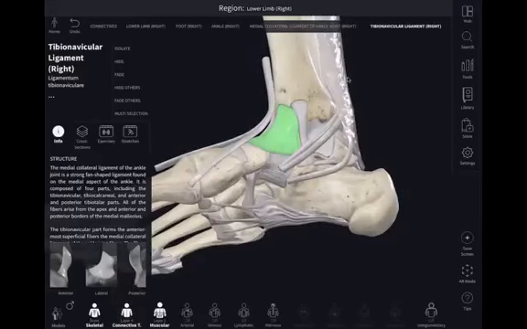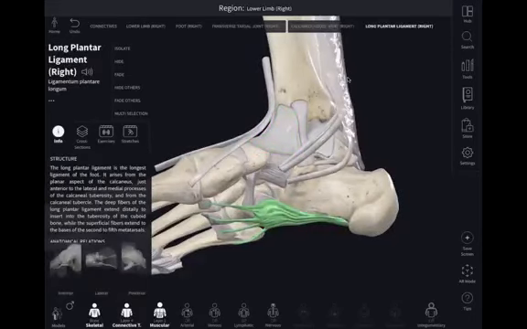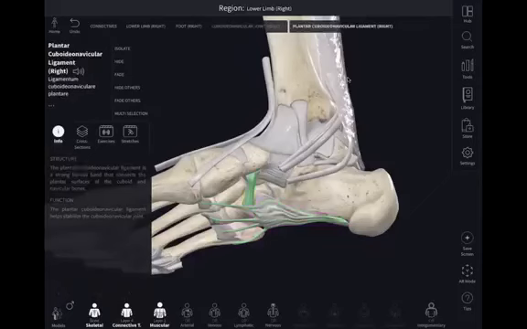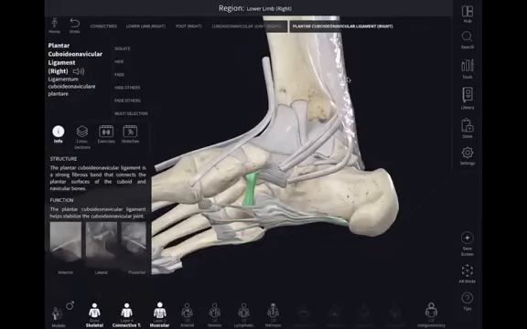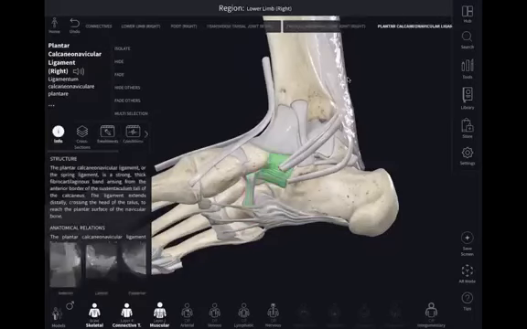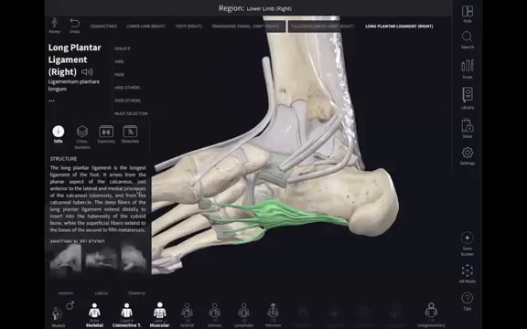If you can see now, this is the long plantar ligament. Clear? The short plantar ligament is difficult to show in the 3D. And this one is the plantar calcaneonavicular ligament, or spring ligament. This is known as the spring ligament, Dr. Fatima. Clear? Yes, sir. So this is the plantar calcaneonavicular ligament, and this is the long plantar ligament. Now let's try to see some muscles then.